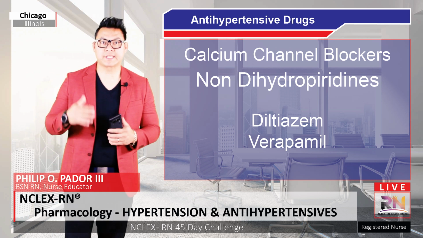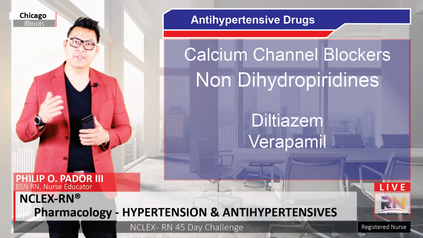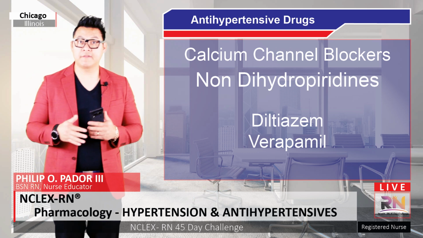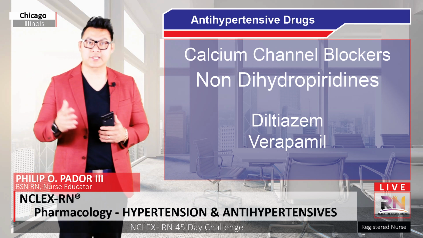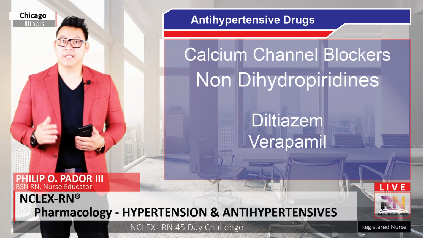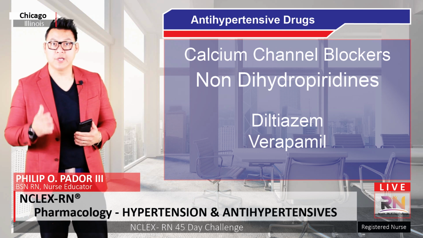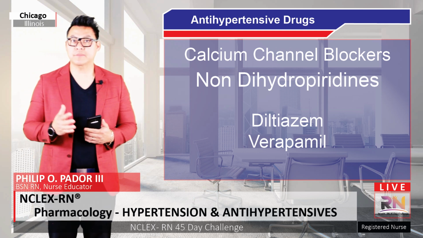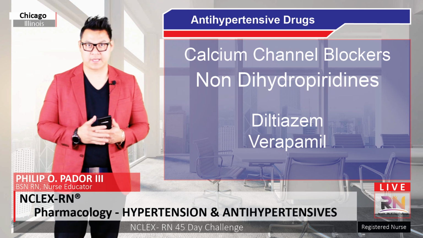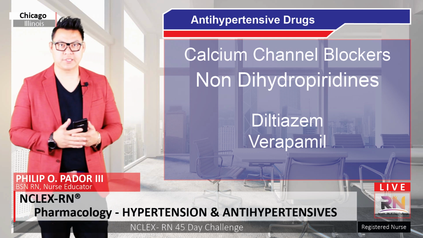Now, when it comes to the side effects, non-dihydropyridines can cause excessive bradycardia and cardiac conduction abnormalities, and can exert significant inhibition of calcium channels in the smooth muscles that line the GI tract, which can lead to constipation.